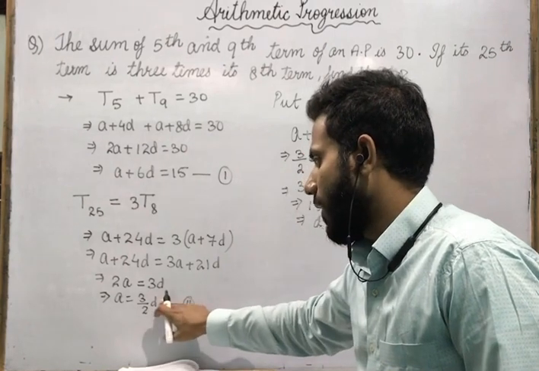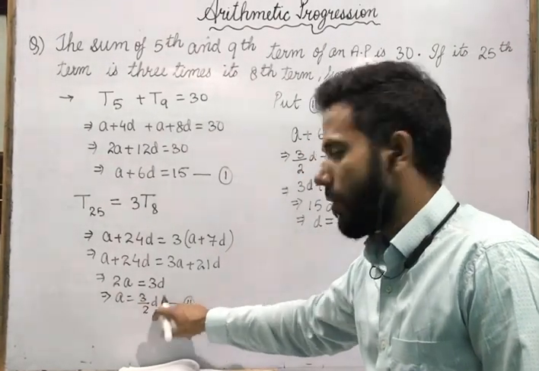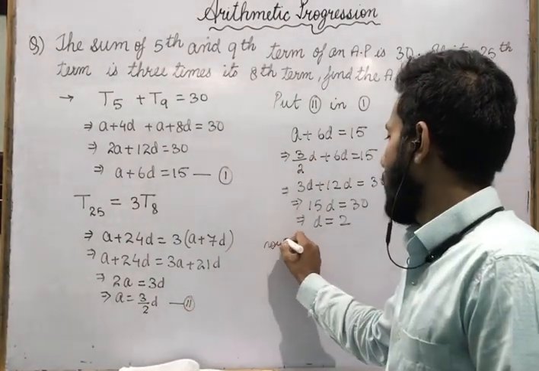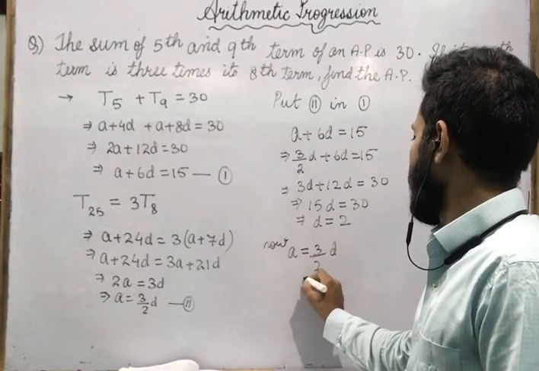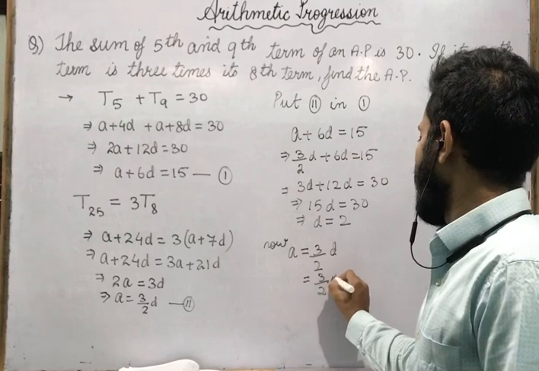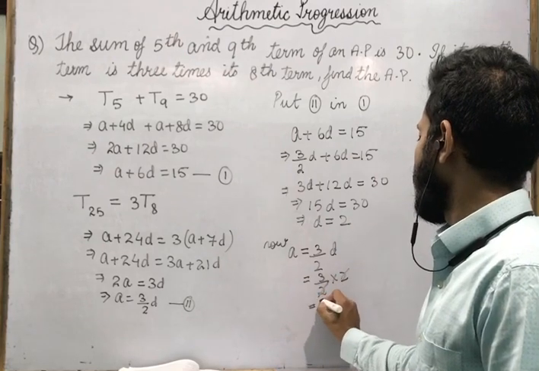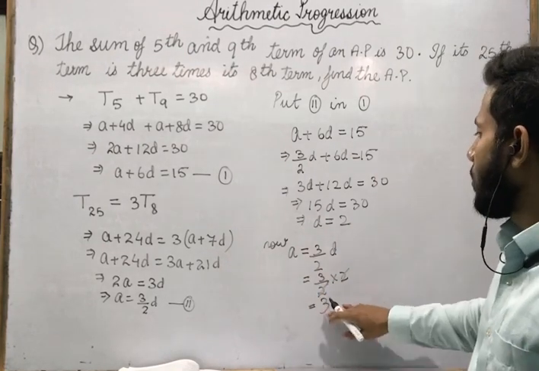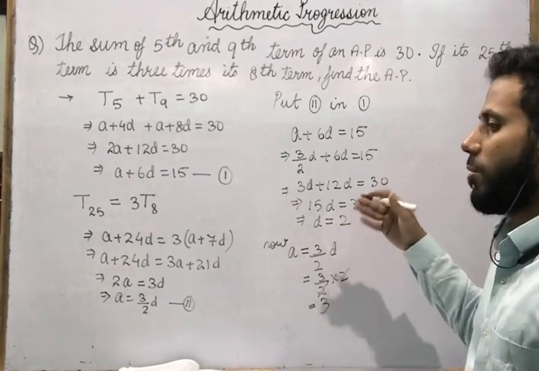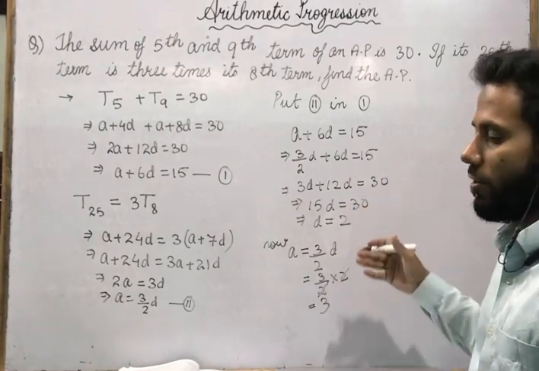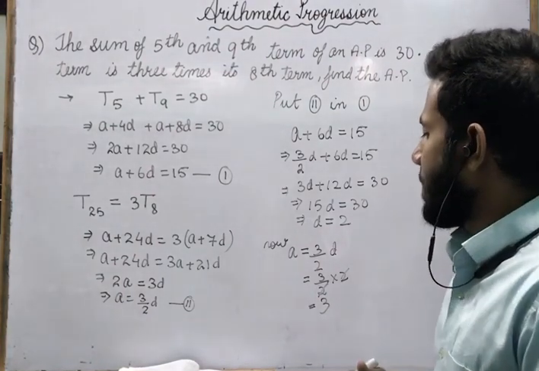Now when you get D equals 2, put the value of D here. So 2 and 2 will get cancelled. A will be equal to 3. Now A equals 3 by 2 D, so it is 3 by 2 into 2. 2 gets cancelled. A equals 3. So the AP is 3, then 3 plus 2, 5. The difference is 2. So it will be 3, 5, 7, 9. This is the AP. Yes or no?